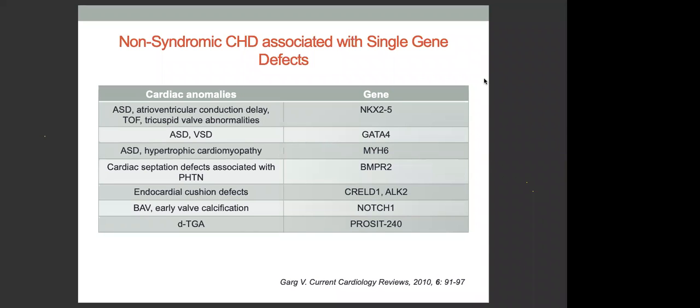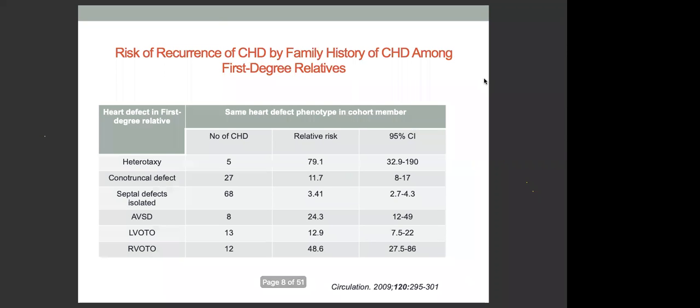Similarly, if someone's GATA4 is affected, the patient will have an atrial septal defect or a ventricular septal defect. If someone is affected with BMPR2, those patients will have cardiac septation defects associated with pulmonary hypertension. If someone is affected with Notch1, the patient is going to have a bicuspid aortic valve and early valve calcification. And the ones with PROSID 240 are the ones with TGA defects. So there has been a wonderful paper, I would say, earlier.